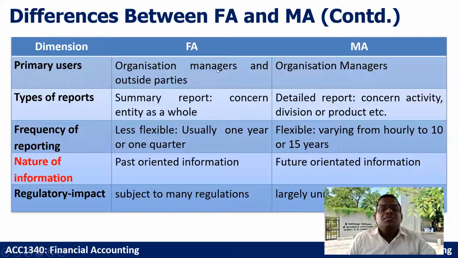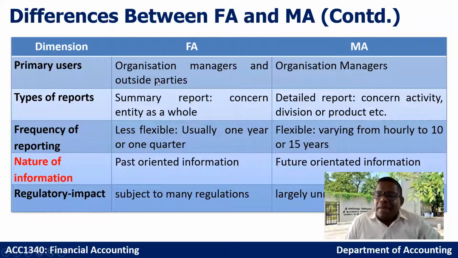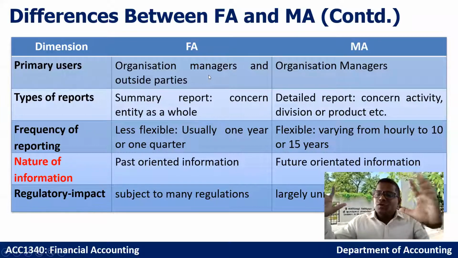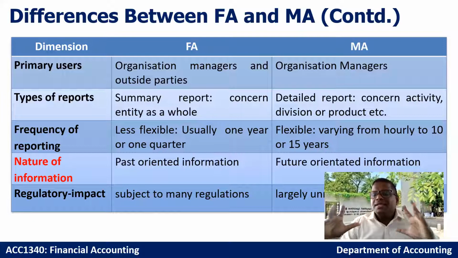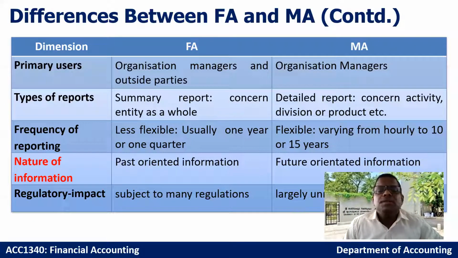But remember, organization managers are not coming under the primary users. Of course, if you look at the sole proprietorship and the partnership, they are managers, so in that sense, that's right. But we are having this classification not for sole proprietors, but for listed companies, entities which are required to prepare financial accounting. Types of reports: summary reports, of course financial statements are summary. Detailed reports. Frequency of reporting, less frequent, usually 1 year, 6 months, quarterly, likewise.